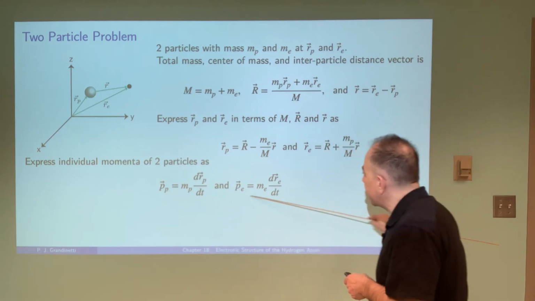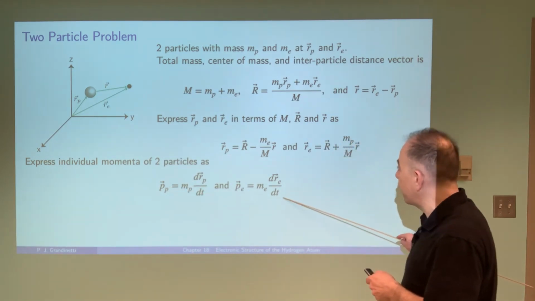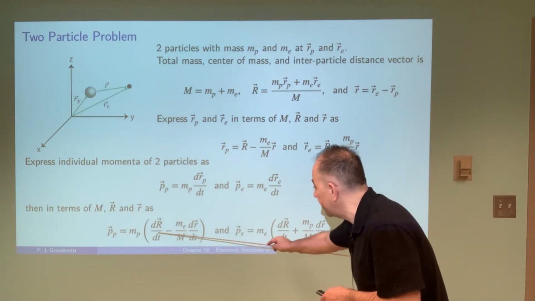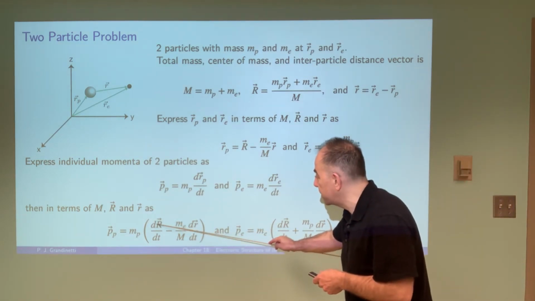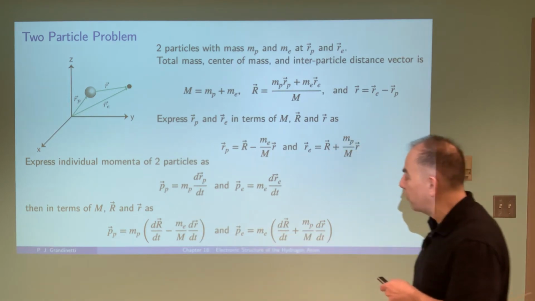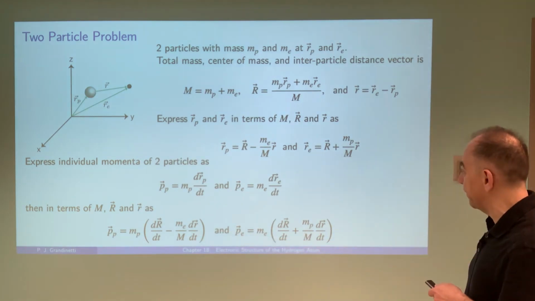The kinetic energy for those two particles, the proton and electron, are here, and if we rewrite them in terms of these other coordinates, then they have this form here, where we have the rate of change, the speed of the center of mass, and then we have this term here related to the relative motion of the two particles for their momentum here and here.